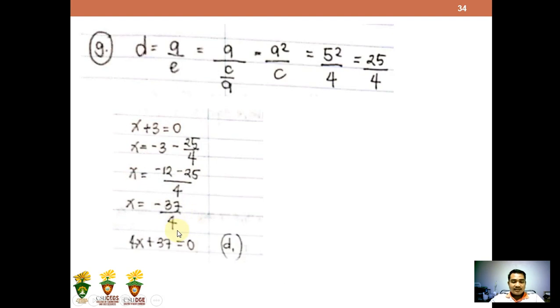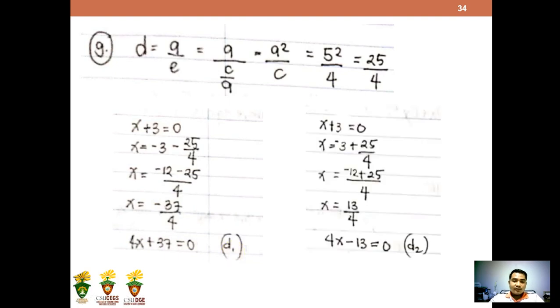To make it one equation, we cross multiply by 4 and transpose 37, which becomes 4x plus 37 equals 0. So this is now the equation of the directrix 1. Next, we add.